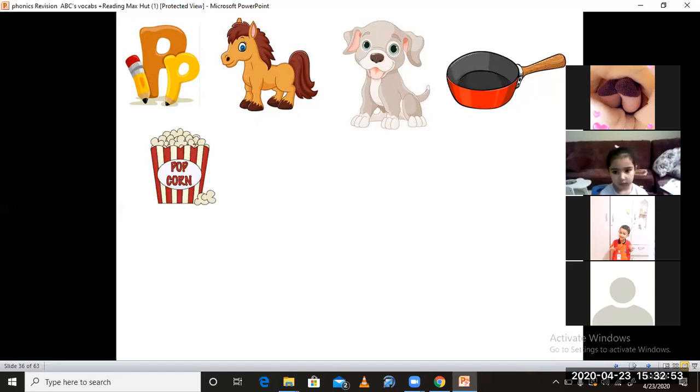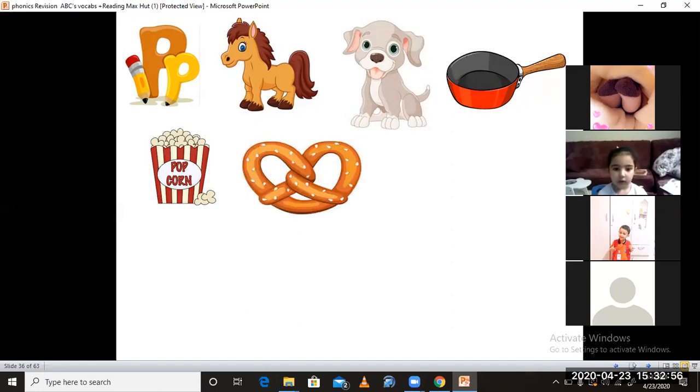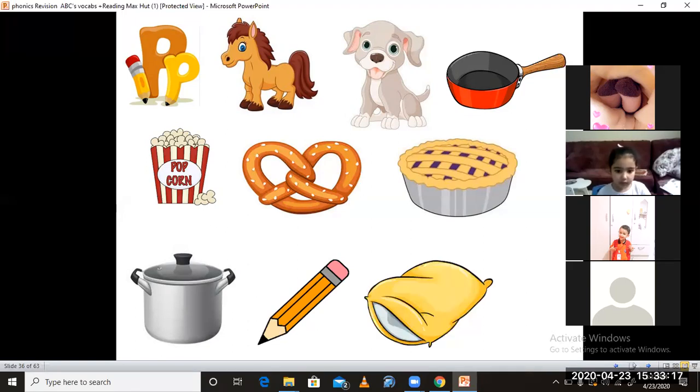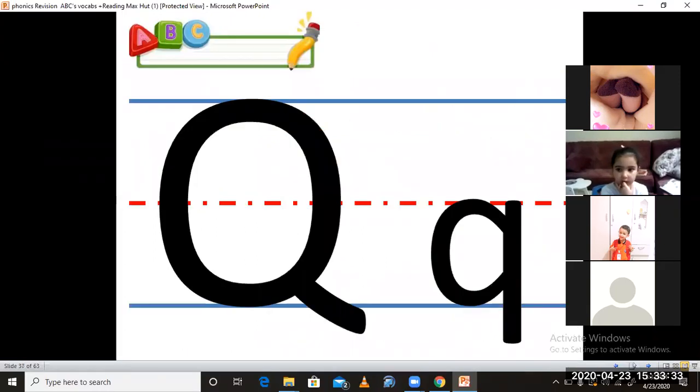Good. Popcorn. What is that? Penny. All these pictures start from letter P. Very good. After P, which letter comes? Q. What is the sound for letter Q?